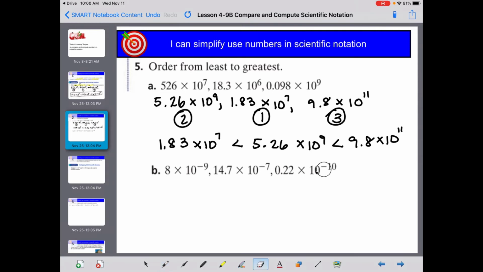The next problem. This one gets a little trickier. I need to compare these, so let's put these in proper scientific notation first. 8 times 10 to the negative 9th is already in proper notation. 1 and 47 hundredths times 10 to the, now originally this means move it 7 places left, but I already moved it one of those places, so now it's 6 places left.